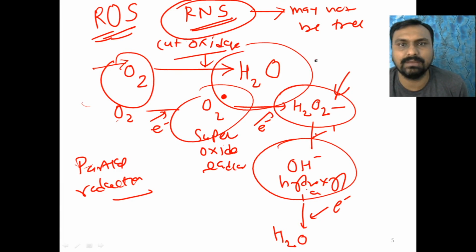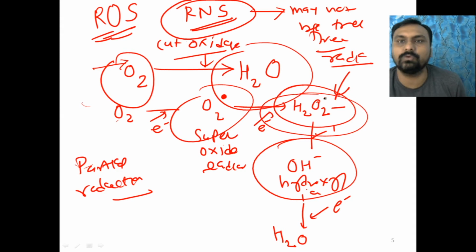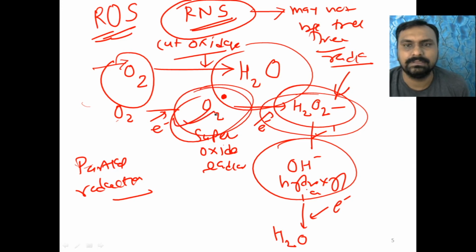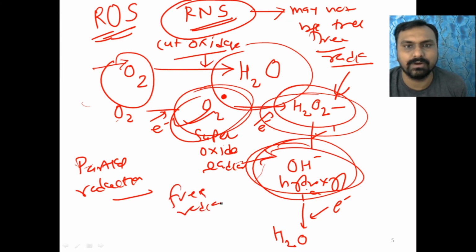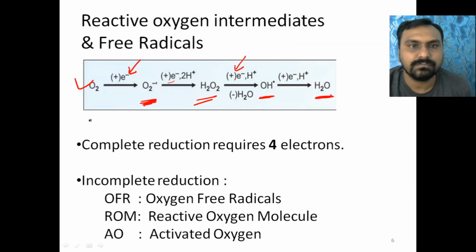When two electrons are added to oxygen, it forms H2O2. This is a reactive oxygen species, but it is not a free radical, because for a free radical there has to be one or more unpaired electrons. In H2O2 there is no unpaired electron. So H2O2 is not a free radical, but it is a reactive oxygen species. Superoxide ions and hydroxyl ions are free radicals because they contain one or more unpaired electrons on the outer shell.